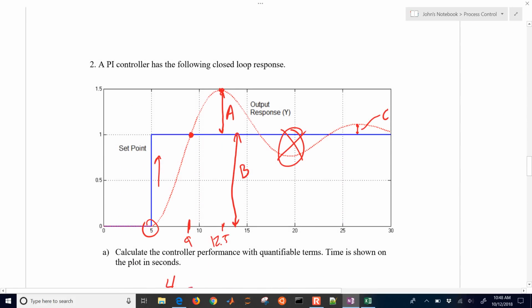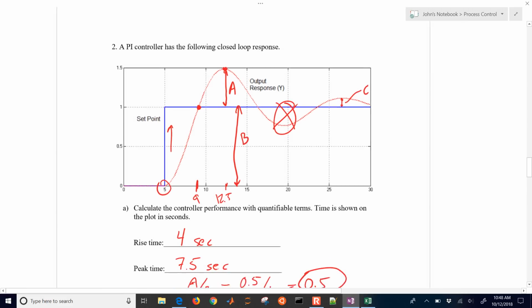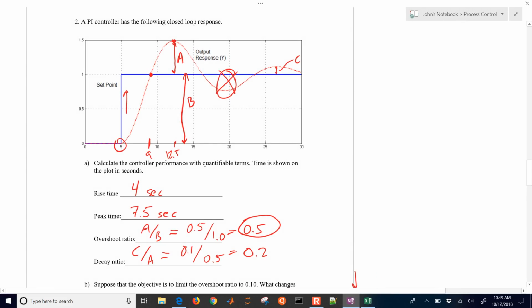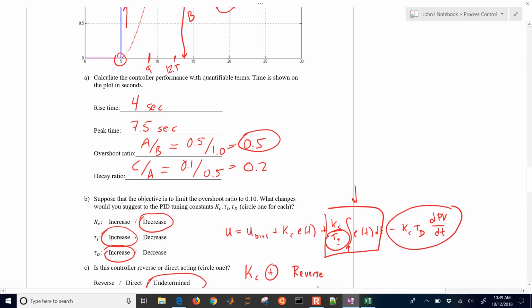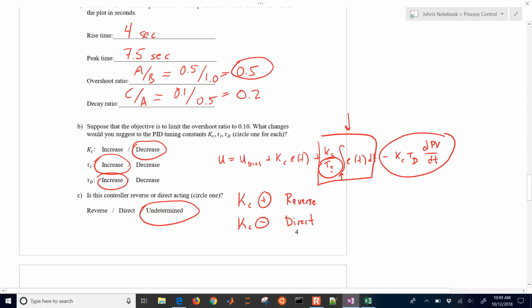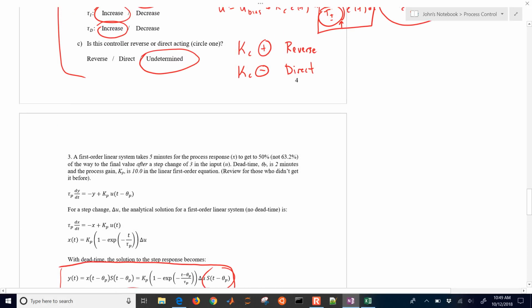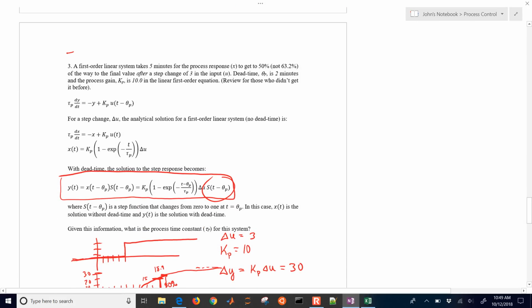The next thing we did is quantify the closed loop controller response, looking at things like rise time, peak time, overshoot ratio, and decay ratio. There's others as well, such as settling time, that you can use to quantify the performance. Talked about controller tuning and whether the controller is reverse or direct acting. We reviewed our equation that we typically use for a process system modeling, which is first order plus dead time, and then answered a question.